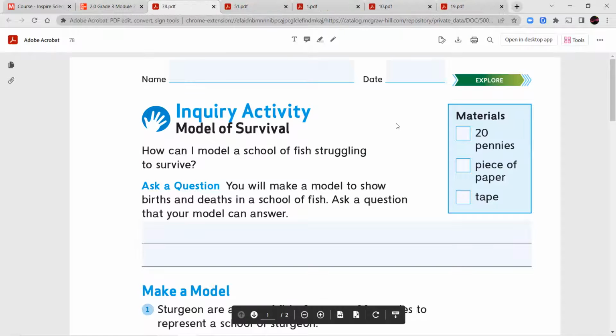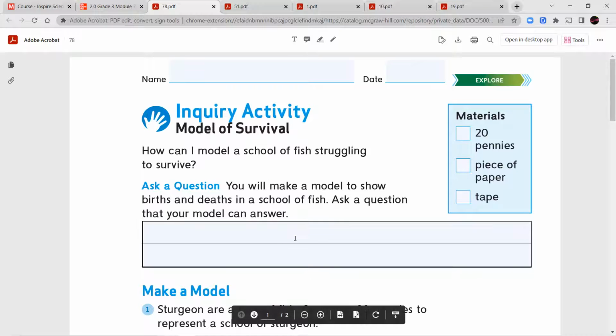Once you've completed that, we're going to jump into an inquiry activity titled Model of Survival. Now, the question you're going to focus on is, how can I model a school of fish struggling to survive? You're going to make a model to show the births and deaths in a school of fish. Ask a question that your model can answer. So pick a question that you want to answer while you do this activity.